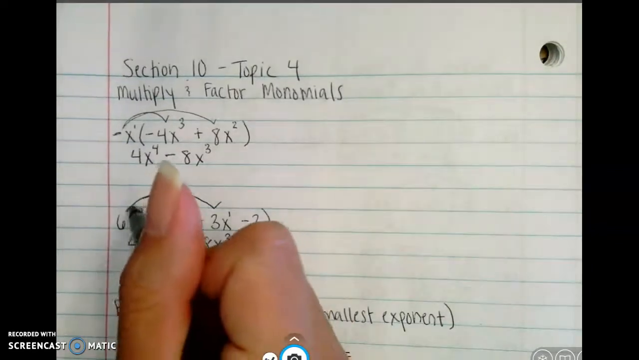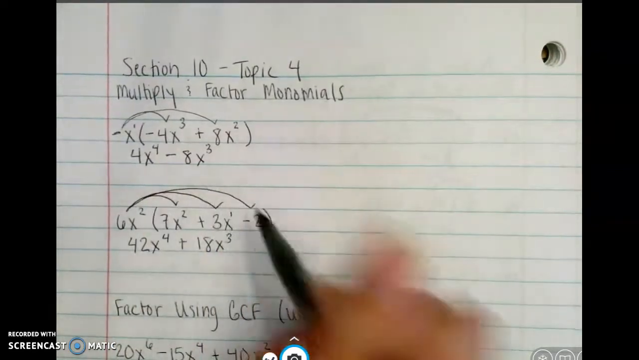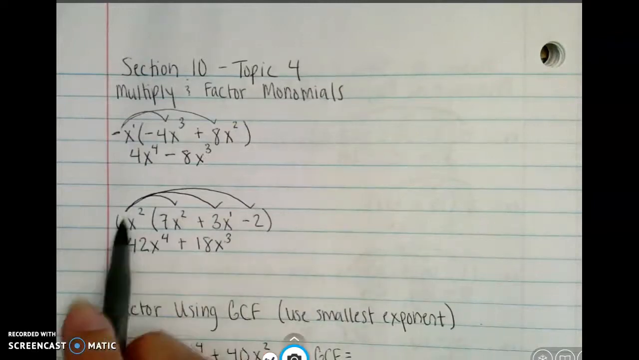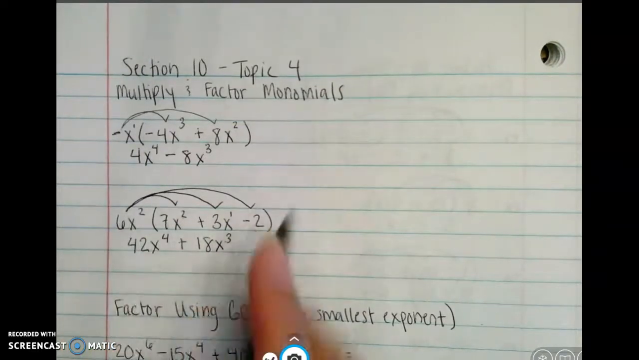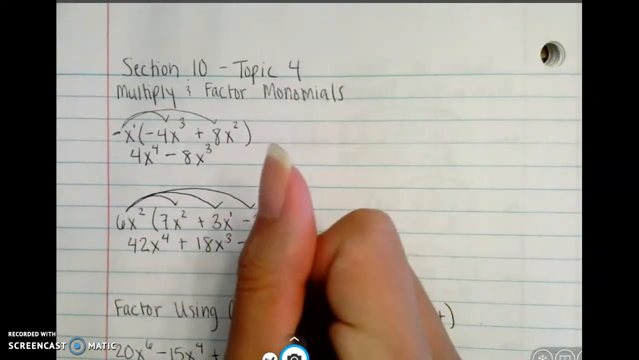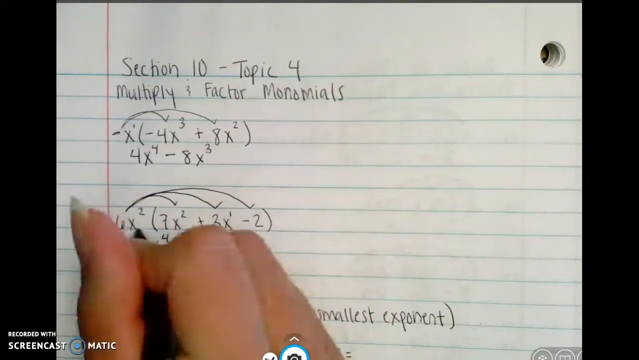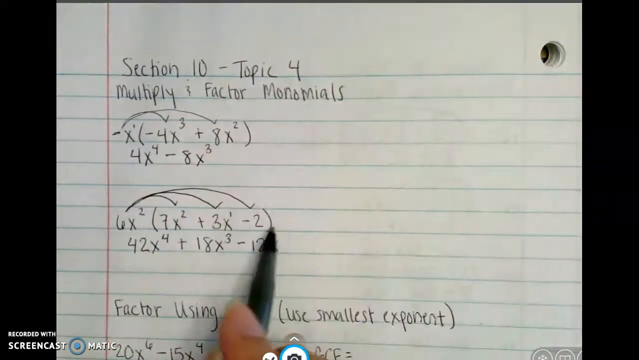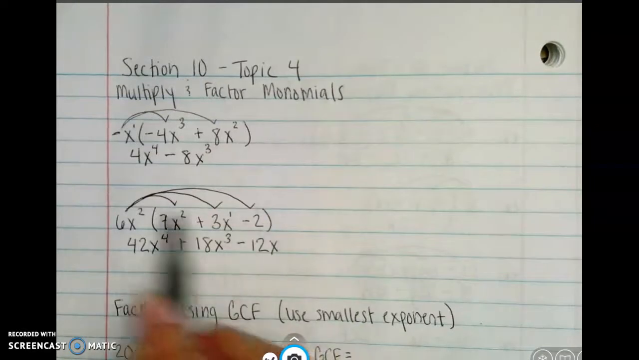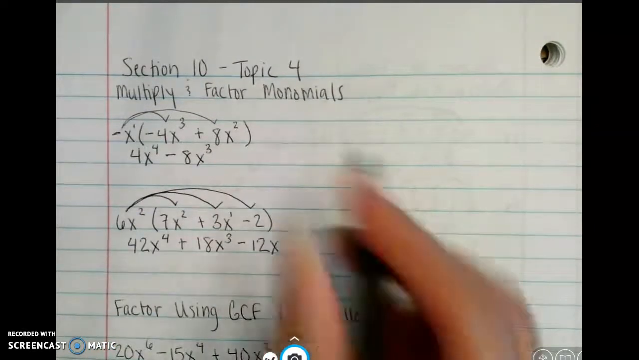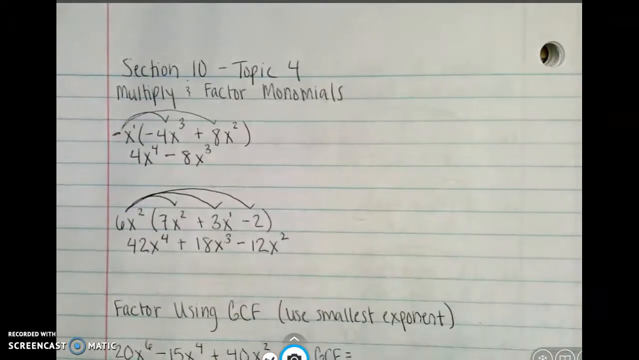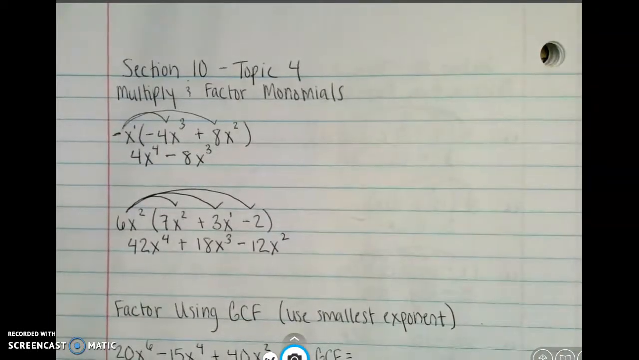And lastly, I distribute 6x squared out to this negative 2. So I'm multiplying the coefficients. 6 times 2 is negative 12x. Since there aren't any x's over here, we're just adding 2 plus 0 x's. So we would just have x squared.